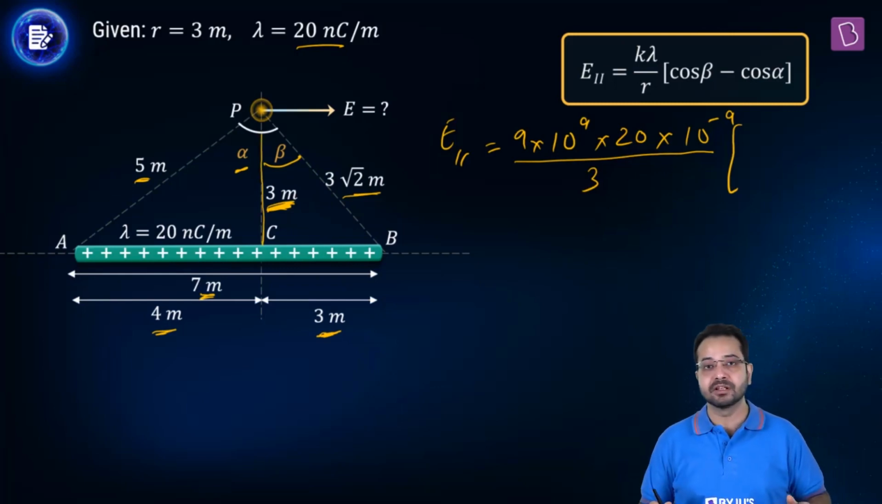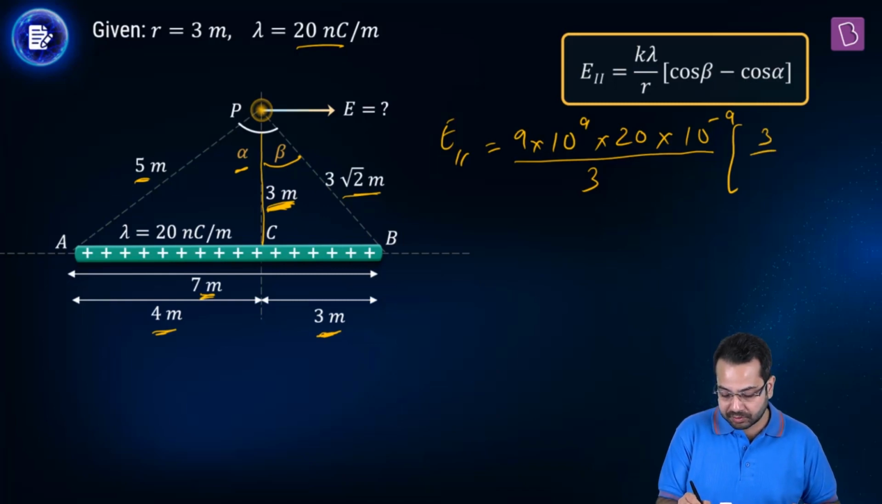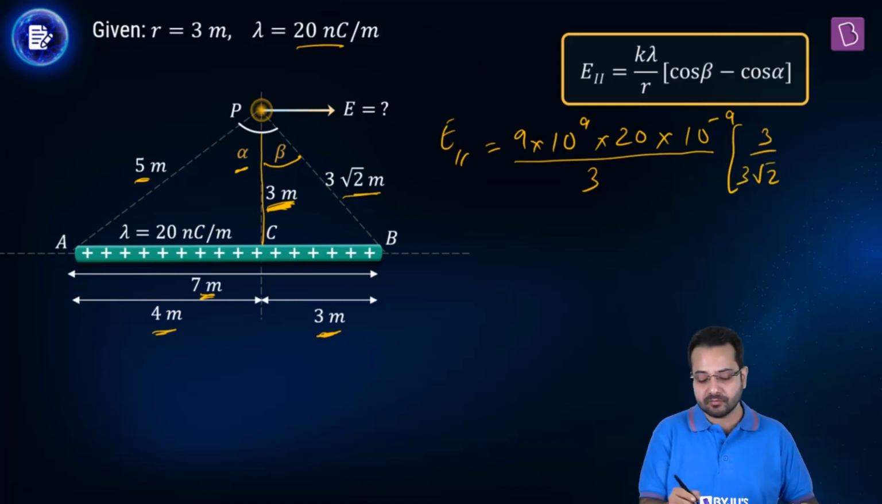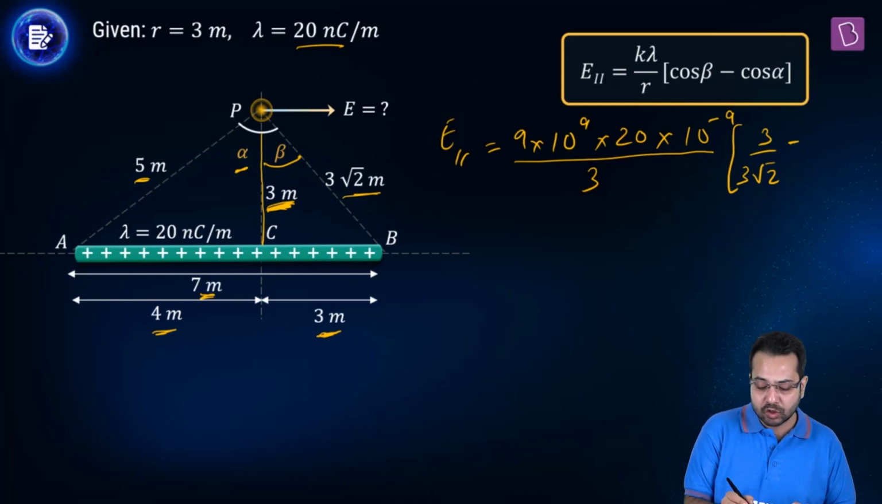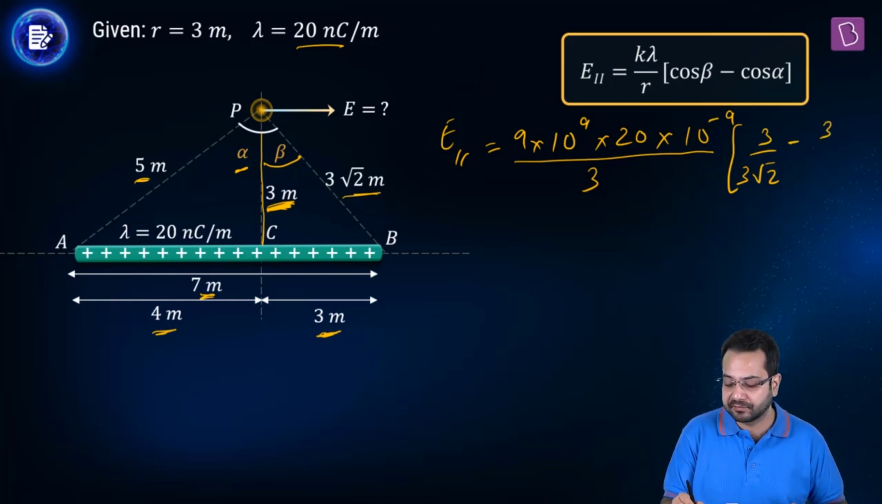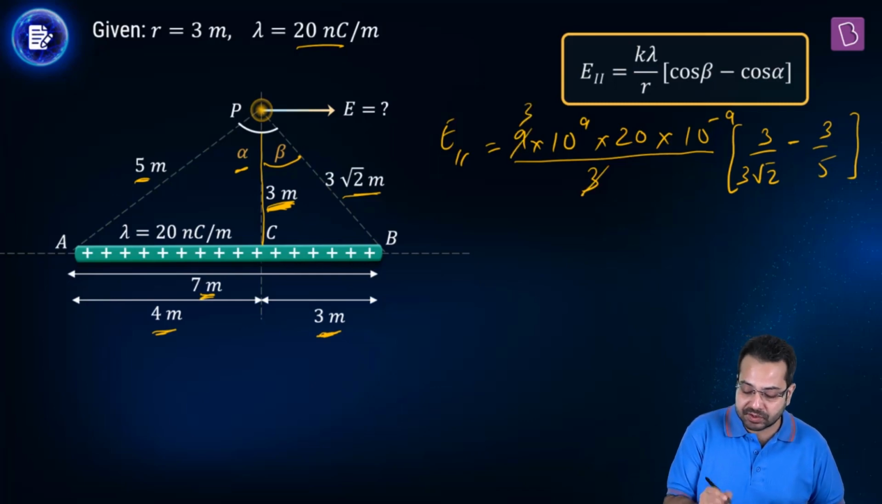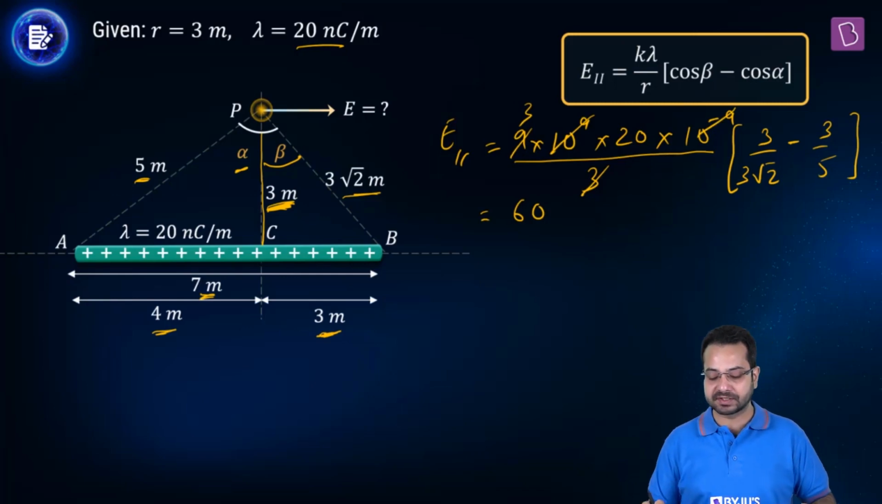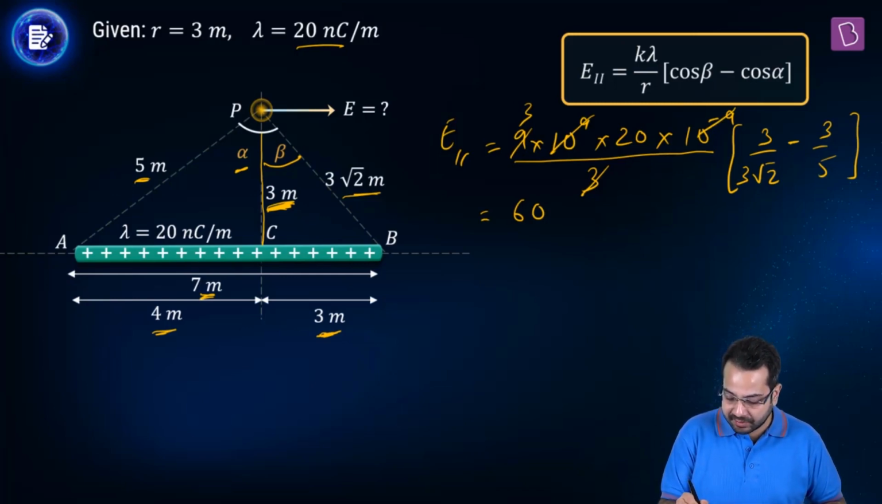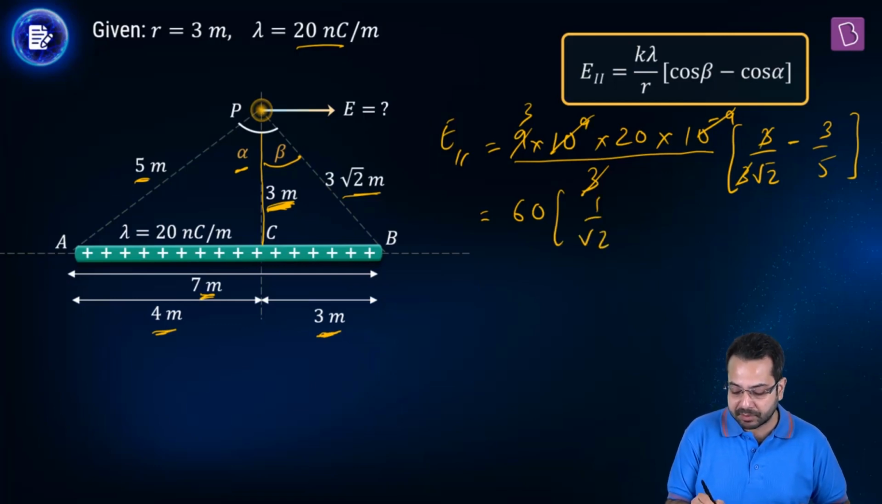Base is this line. So this is 3 upon 3 root 2 minus, what is cos alpha? Cos alpha is going to be 3 upon 5. Okay, so all we need to do is calculate this. So this becomes 60, 10 to the power 9 and 10 to the power minus 9 gone. And then we have 3 and 3 gone. So this is 60 multiplied by 1 by root 2.